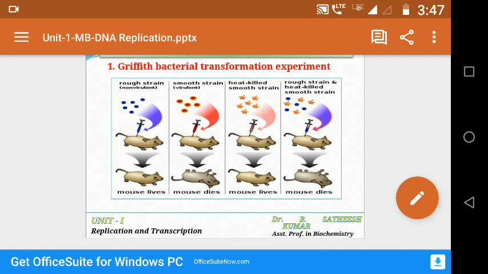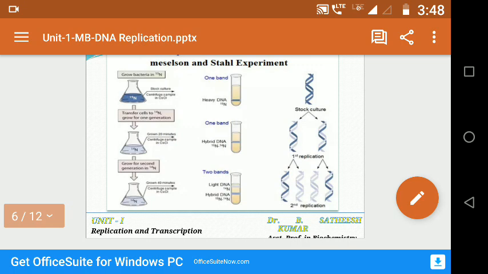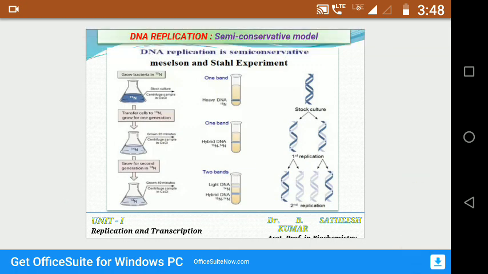In the DNA replication process, we are going to study the replication process in prokaryotes. In prokaryotes like bacteria, the model system is the E. coli cell. In the E. coli cell, how the DNA replication proceeds and what are the different enzymes and proteins involved in the replication process, all these things we will discuss.